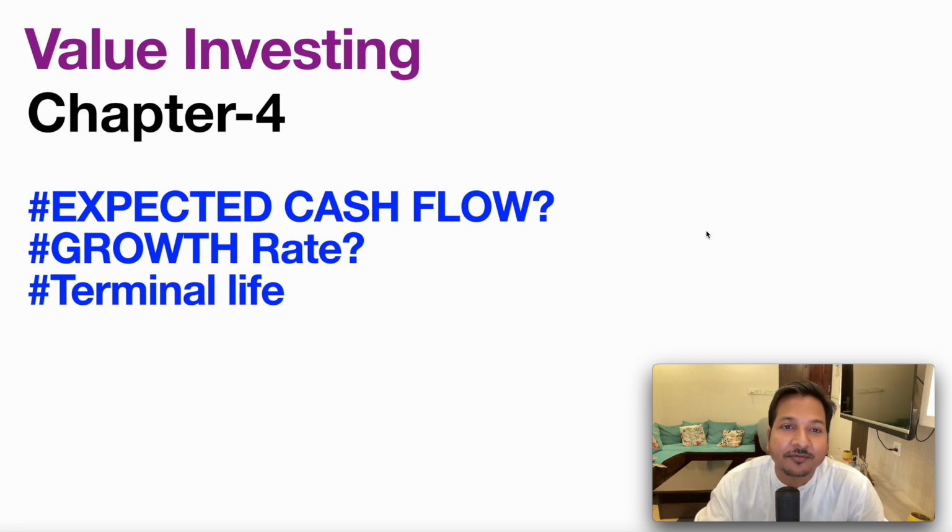Where we are learning how to value a stock, a company, based on the discounted cash flow model and relative valuation model. Now we are continuing with the discounted cash flow model, and we have three pieces of the puzzle left over: expected cash flow, growth rate and terminal life. Already we have covered the discount rate in the last chapter.